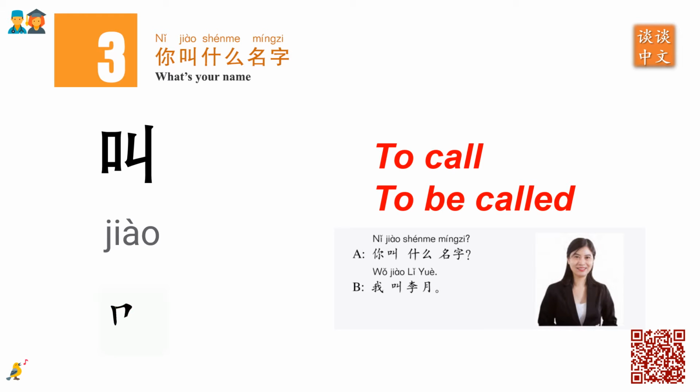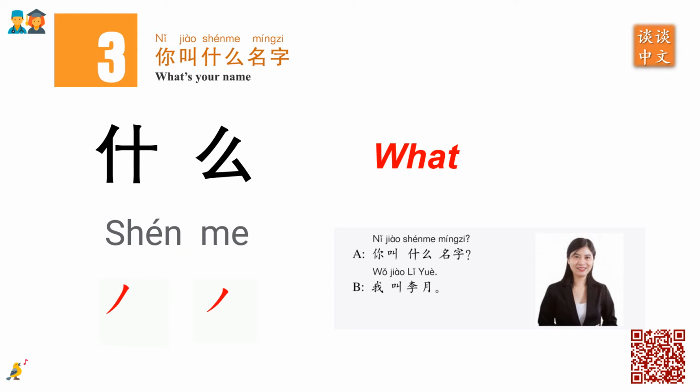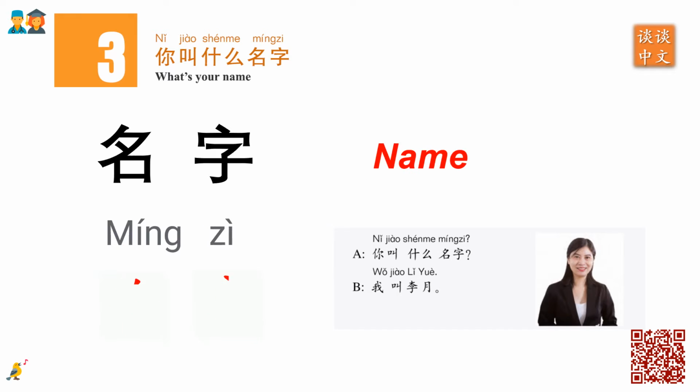Let's practice again. Jiao is to call, to be called. 什么 is what. Name is 名字. So it is name.